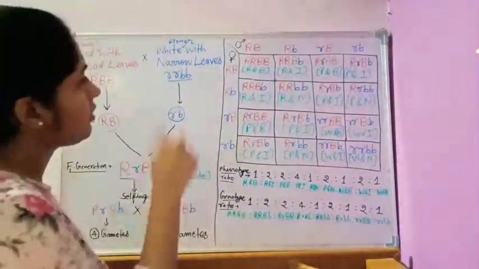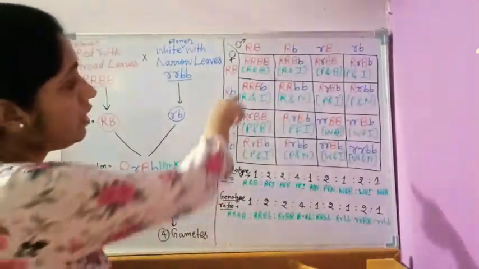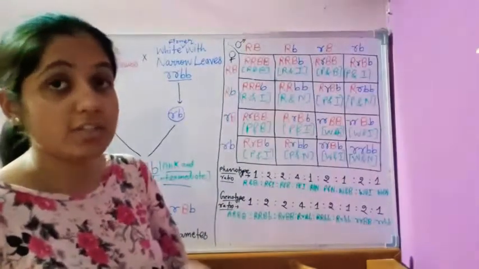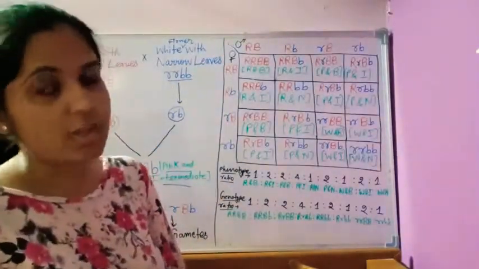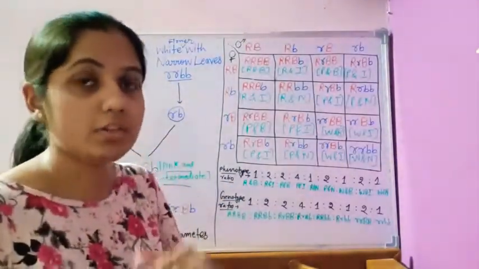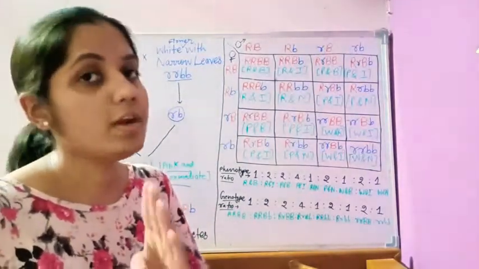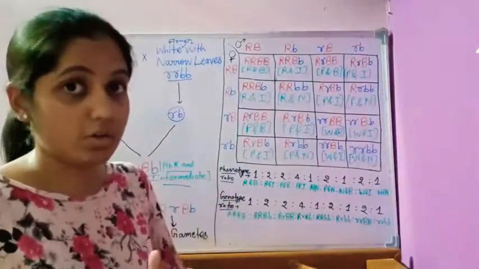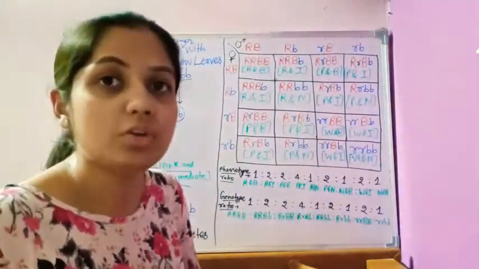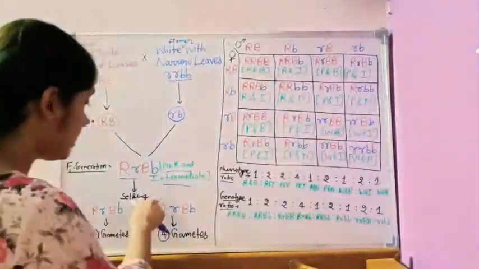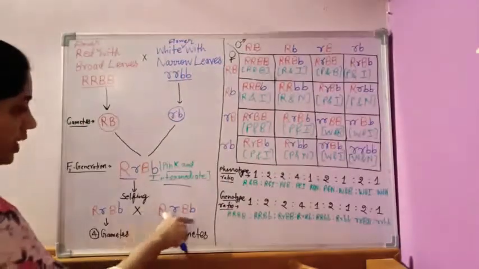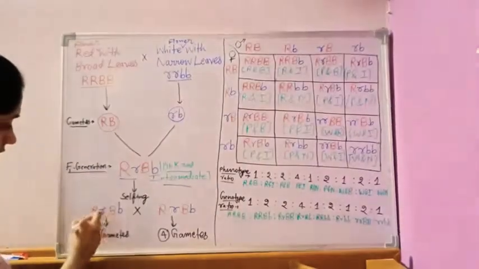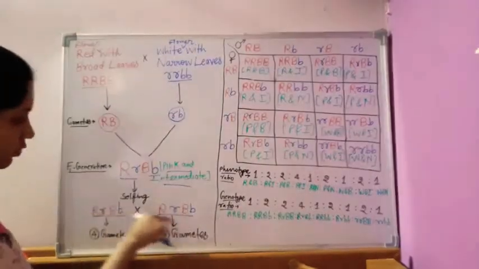Then we will do the selfing, to get the F2 generation. You know what selfing means and what the difference is between selfing and cross. Selfing means two plants with the same genotype are made to reproduce, and cross means two plants with distinct or different genotypes are made to reproduce. So here is the selfing: the two parents have the same genotype.